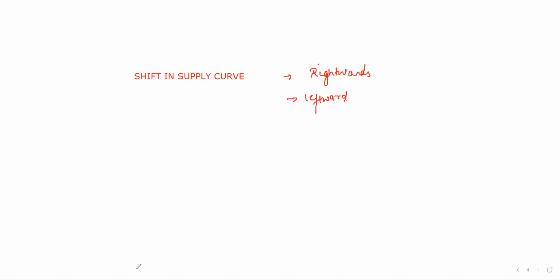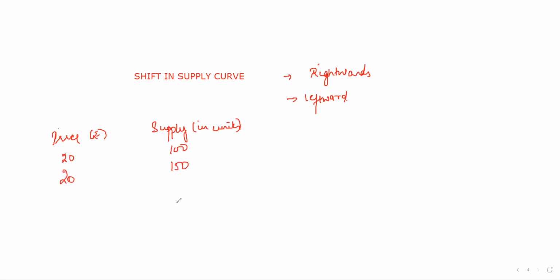Now, the first case which we are going to take, I'm going to take a schedule. Let us say the price of a particular commodity is 20 rupees per unit. Okay. And at this price, the supply, I'm not using quantity supplied here. The supply in units is 100. Okay. So at 20 rupees, I'm supplying 100 units. And at the same price, I start supplying 150.